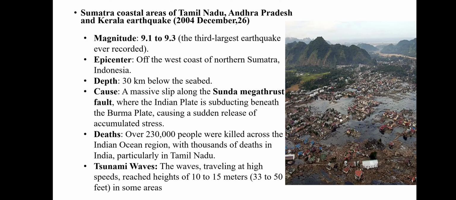In this earthquake, over 230,000 people died across the Indian Ocean region, with thousands of deaths in India, particularly in Tamil Nadu. Because the earthquake occurred in the sea, the waves traveled at high speed and reached heights of 10 to 15 meters, which is 30 to 50 feet in some areas. This is very dangerous and has a huge impact on the areas surrounding sea bodies.